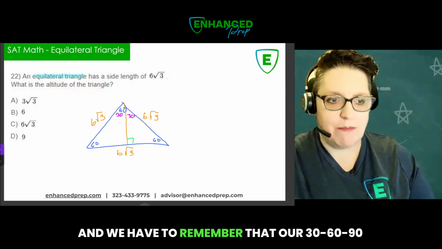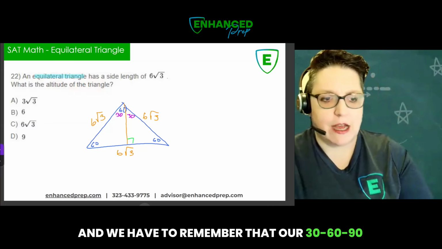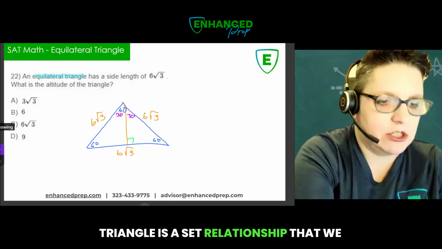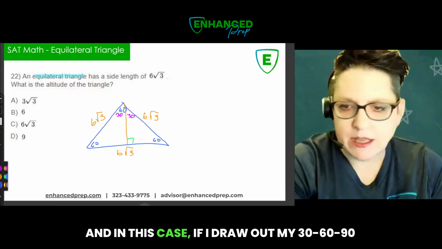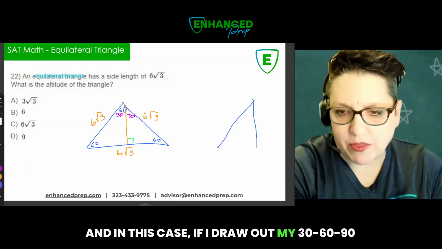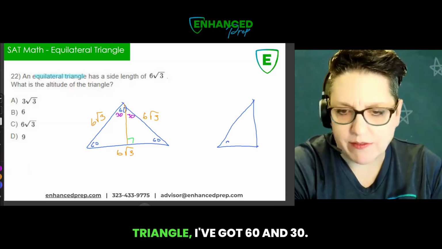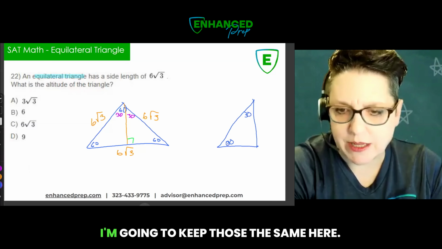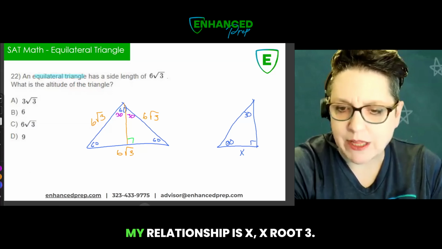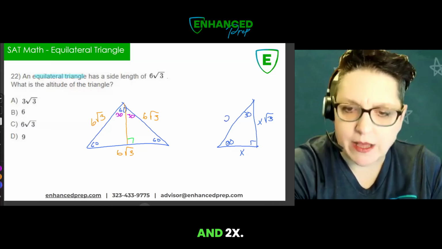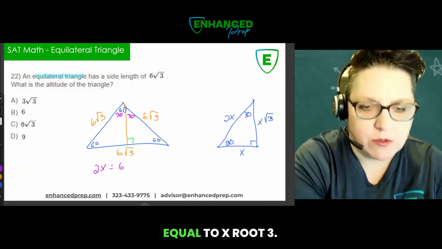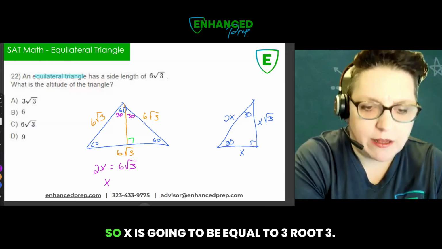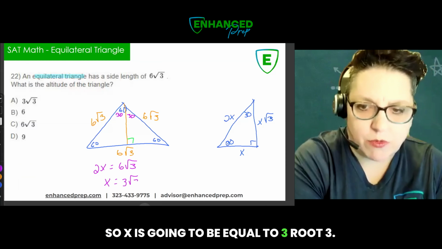And we have to remember that our 30, 60, 90 triangle is a set relationship that we should know. And in this case, if I draw out my 30, 60, 90 triangle, I've got 60 and 30. I'm going to keep those the same here. My relationship is x, x root 3, and 2x. So in this case, I'm recognizing that 2x is equal to 6 root 3, so x is going to be equal to 3 root 3.